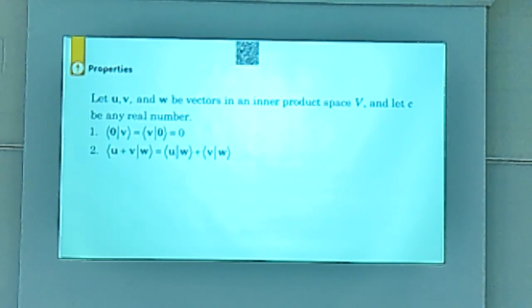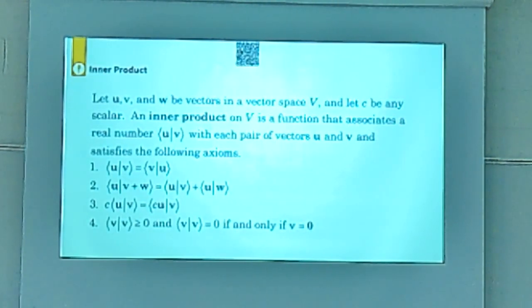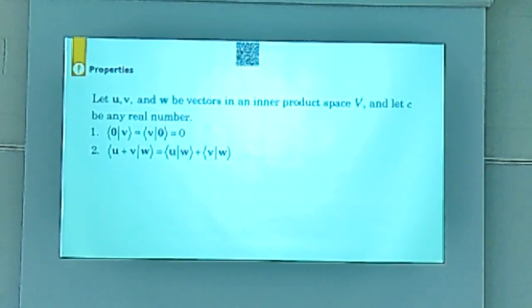Sometimes you'll see the second axiom as this property, right? So they flip the property in the second axiom. The inner product of u plus v with w is the inner product of u with w plus the inner product of v with w. The inner product of u with cv is c times the inner product of u with v.